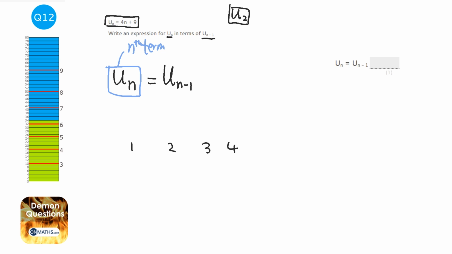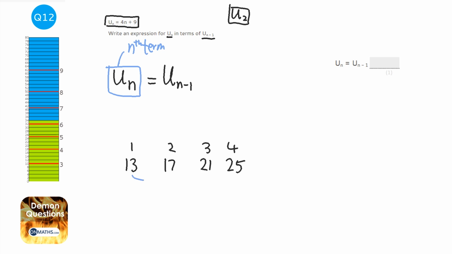So the first term would be 4 times 1, which is 4, plus 9, which is 13. The next term would be 2 times 4, which is 8, plus 9, which is 17. The next one is 3 times 4, which is 12, plus 9, which is 21. And the fourth term, 4 times 4 is 16, plus 9 is going to be 25.